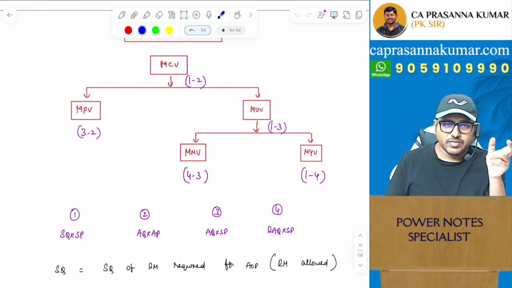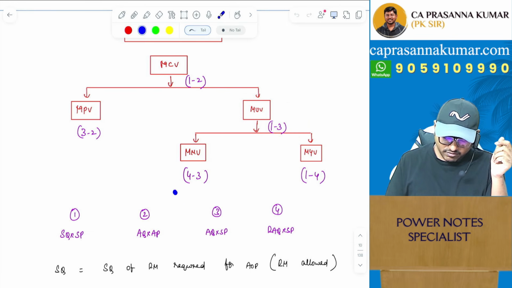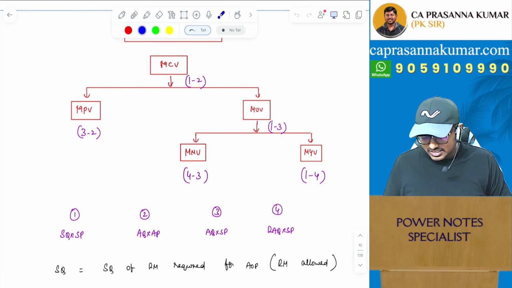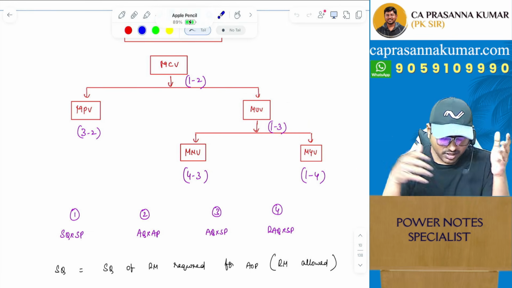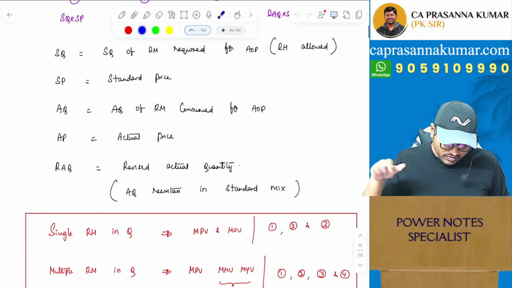1 minus 2. Then, price and usage. 3 minus 2, 1 minus 3 for usage. And finally, 4 minus 3 and 1 minus 4. So, this is just like gears in a car. If you know how to drive a car, you'll understand the logic. Otherwise, chalta hai. You keep on repeating the same, because after this, all the variances, the formula are the same.